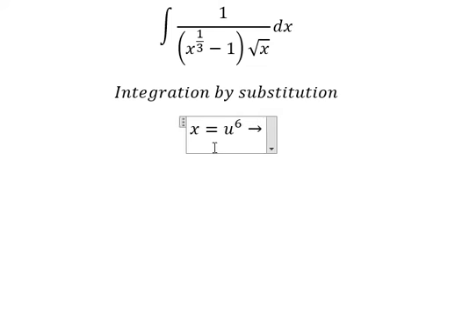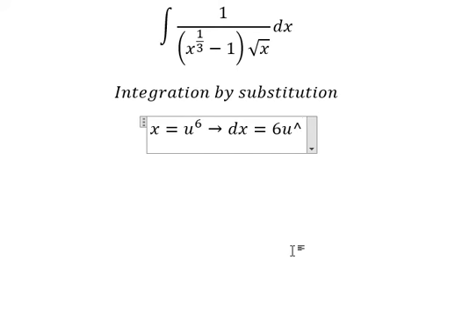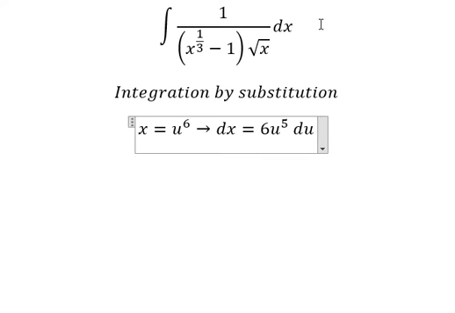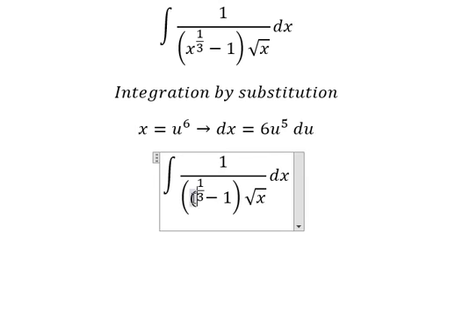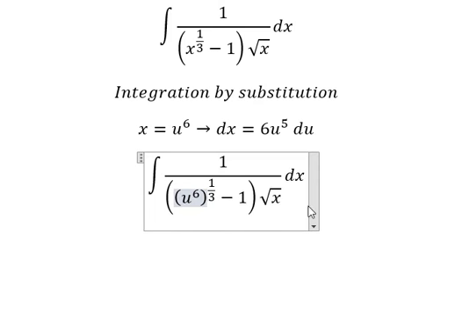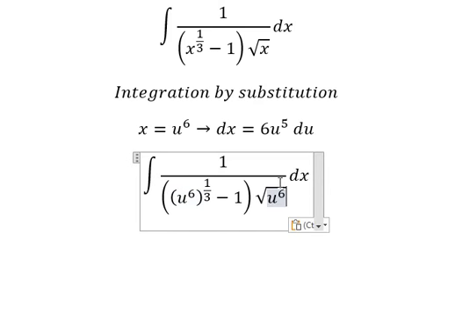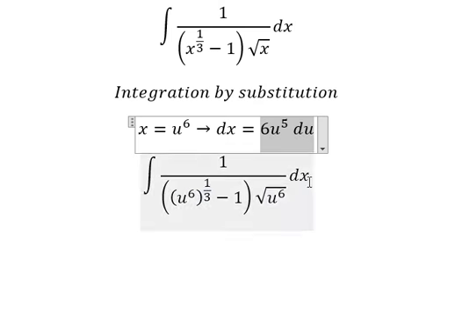After that, we need to first take the derivative of both sides, and we have 6u to the power of 5 du. So I will put this one going here and here. The s we change by this one.